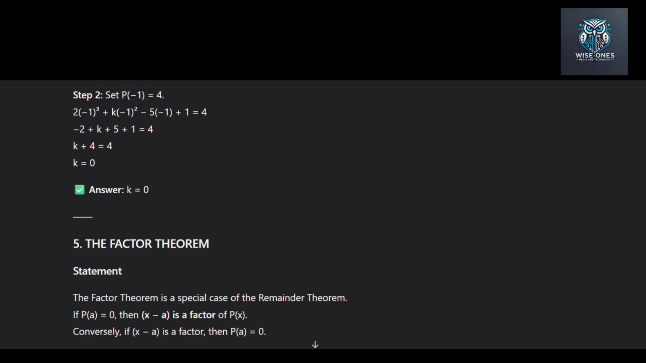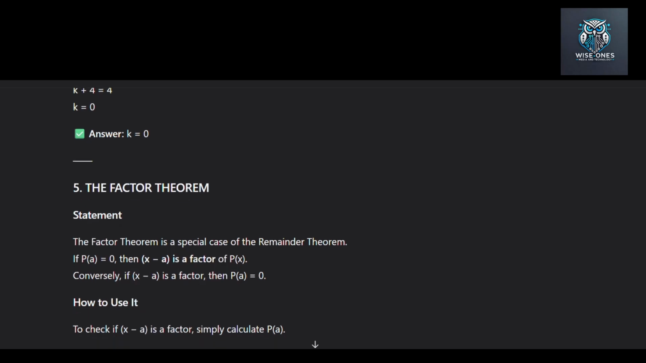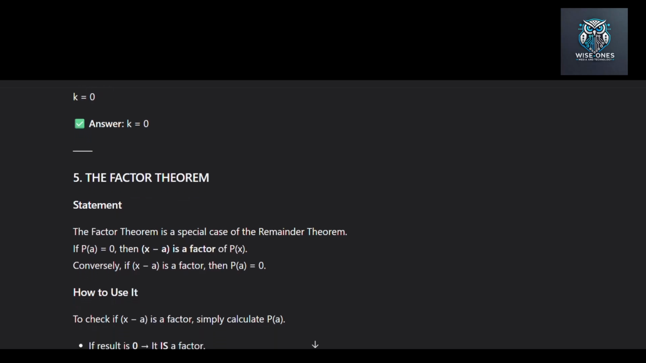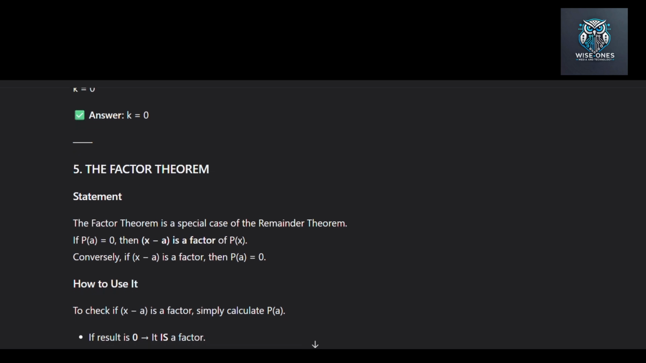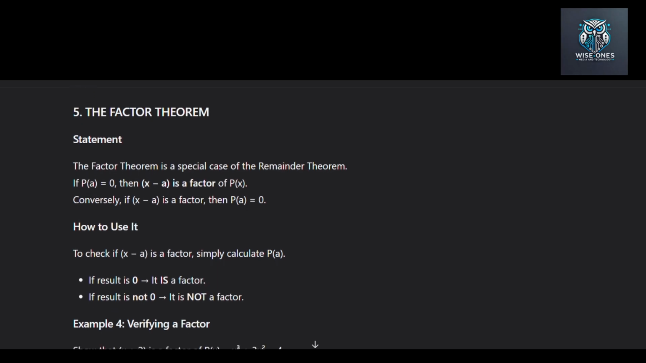So we have negative 2 plus k plus 5 plus 1 equals 4. Combine the numbers. Negative 2 plus 5 is 3. 3 plus 1 is 4. So k plus 4 equals 4. Subtract 4 from both sides. K equals 0. The answer is k equals 0. This shows how useful the theorem is for finding missing numbers.